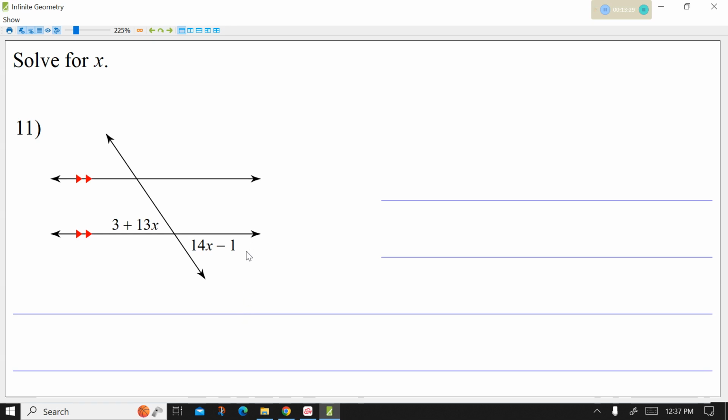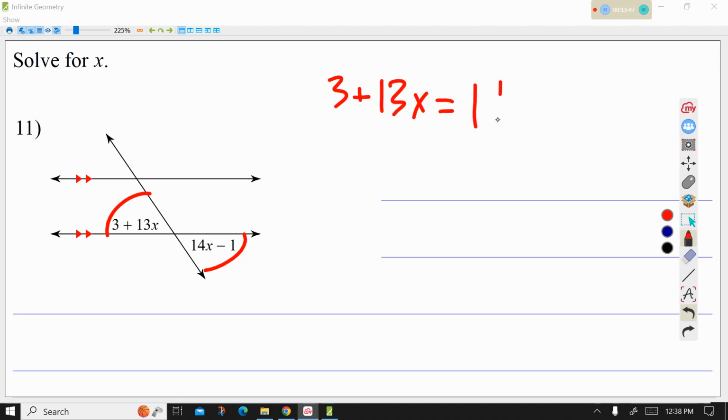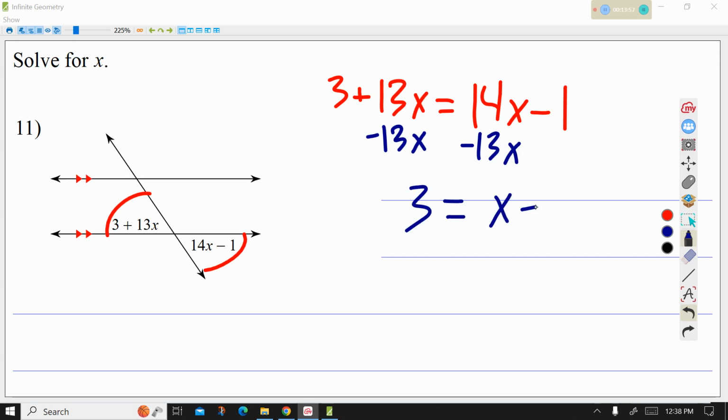So in this case, we have a vertical angle that we can set up. So here we would do an equation, and we would get, first off, marking our diagram, so doing our 1-second geometry right there. Okay, we have those marks. So now I know that I can write 13x equals 14x minus 1. Now if I take 13x from both sides, we're pretty close to being done. On this side I have 3, and on this side I have x minus 1. So the last step will just be to add 1 to both sides, and we get x equals 4.